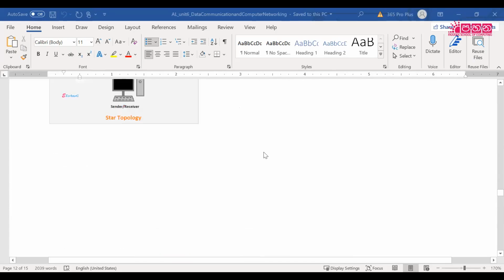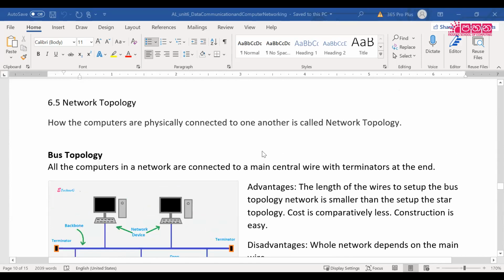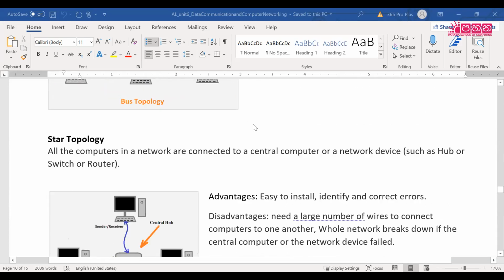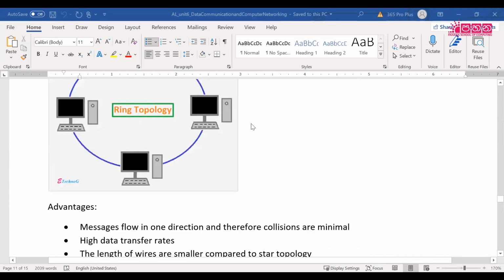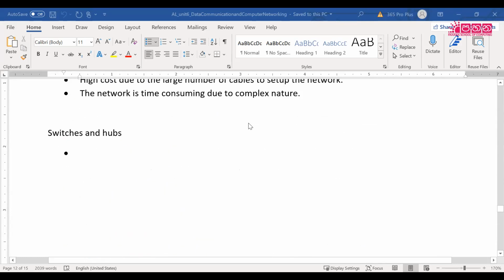The topologies that we have discussed, we have different topologies. That means depending on our requirement, we can connect computers together in different ways, physical connections. So bus topology, star topology, ring topology, and mesh topology. So these are the ones we have discussed.